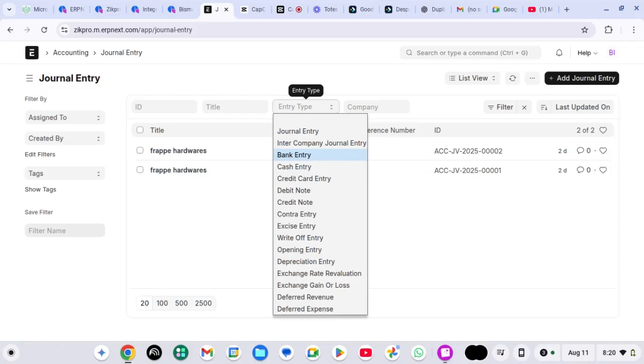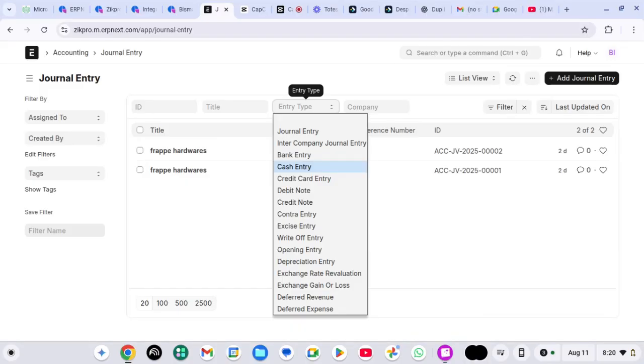Bank entry. This entry is made when payments are received or made through a bank account. For instance, payment of entertainment expenses through the company's bank account. Cash entry. A cash entry is similar to a bank entry, except money going into or out of a bank account is replaced by money going into or out of a cash account.